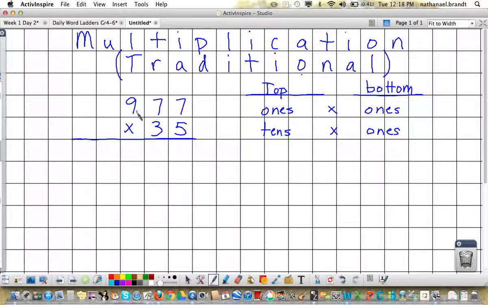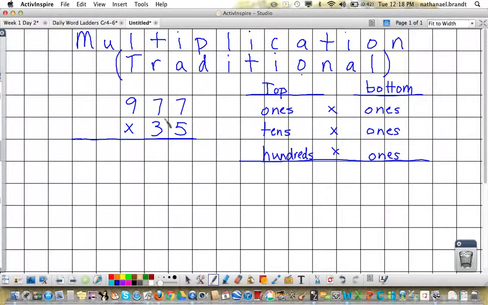In this case, we can go out to the hundreds place in the top number times the ones place in the bottom number. And if this number was even bigger, we would just keep going, the thousands place, the 10,000s place, as many places as we need to. So after we've multiplied by the ones place, now we're going to multiply by the tens place.